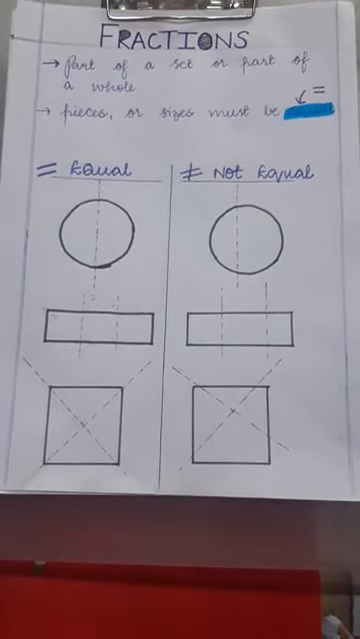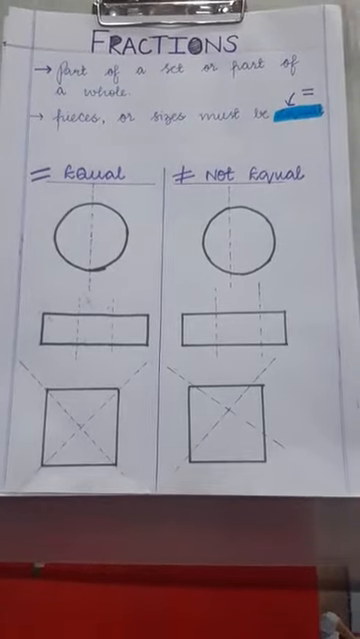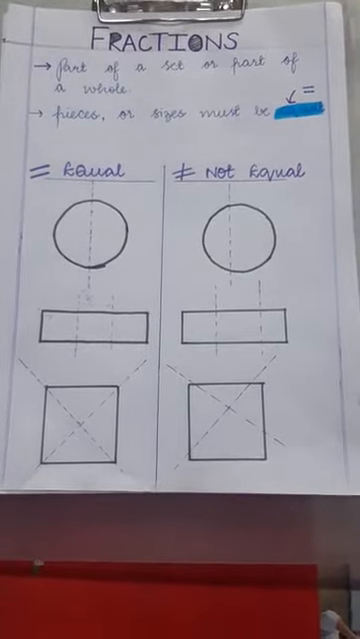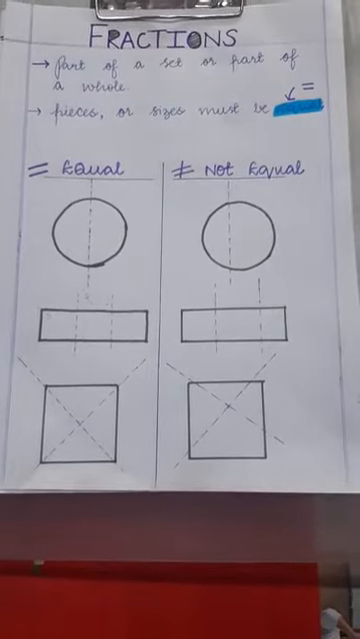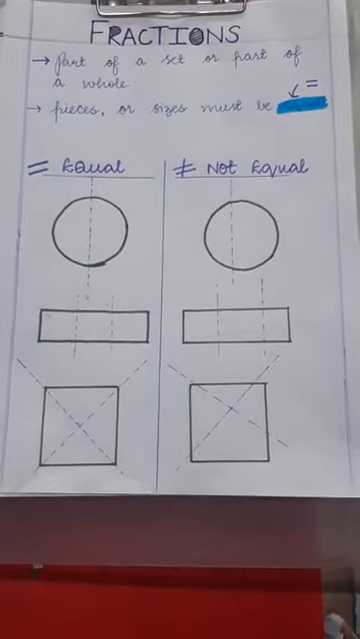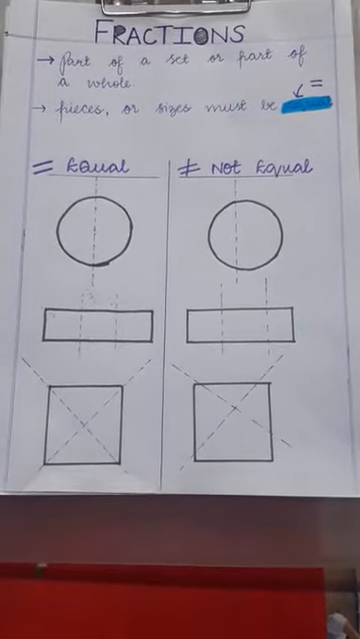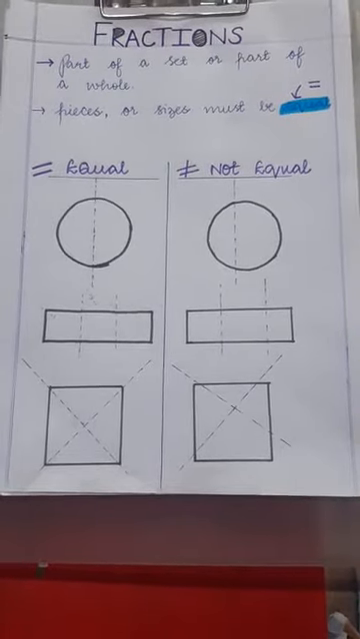Today, we are going to start our new chapter, that is fractions. What are fractions? Equal parts of the whole are called fractions. Or we can say that when an object or a group of objects is divided into equal parts, then each individual part is a fraction.